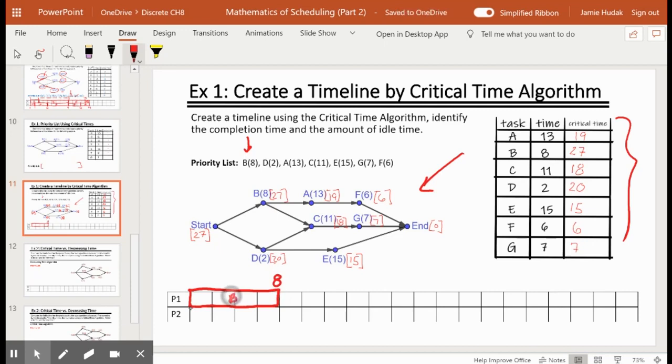And I'll put B in there. I'll cross it off the list. Next is D. That also is connected to start. I can schedule that right away. 2 units of time. Put D there. Cross it off the list.